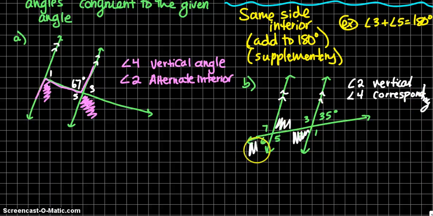And then number 6 is also congruent, and 6 and 35 are congruent. They're alternate exterior. Exterior because they're outside the parallel lines, and alternate because opposite sides of the transversal. So 6 because of alternate exterior.